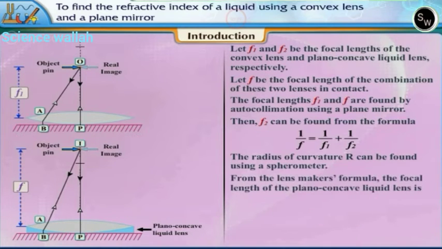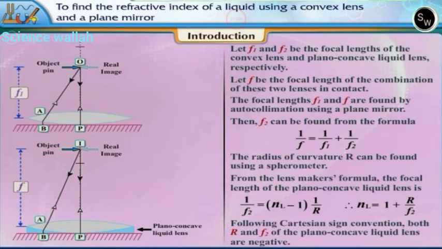From the lens maker's formula, the focal length of the plano-concave liquid lens is 1/f2 = (NL - 1) × 1/r. Therefore, NL = 1 + r/f2. Following Cartesian sign convention, both r and f2 of the plano-concave liquid lens are negative.